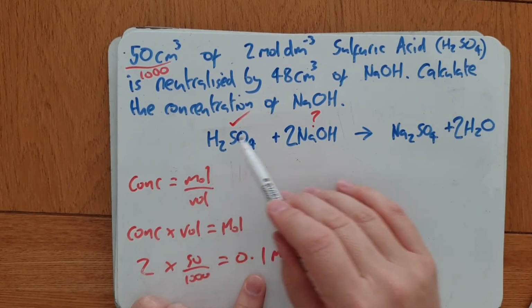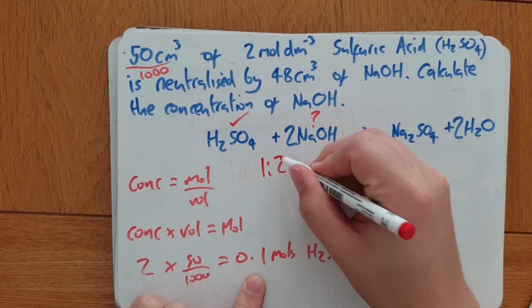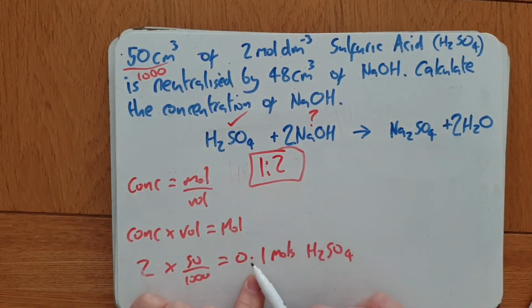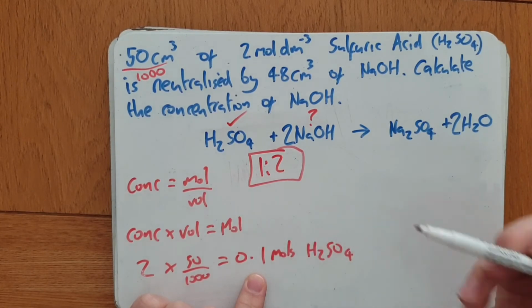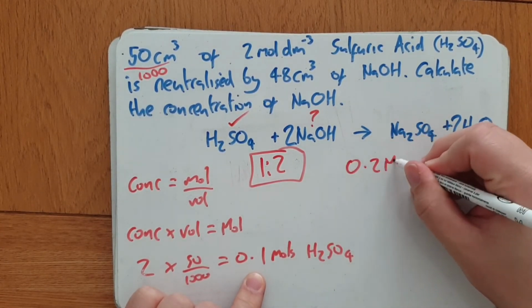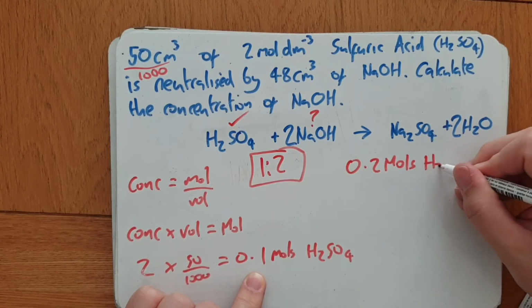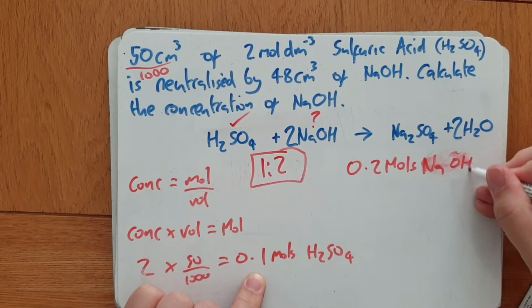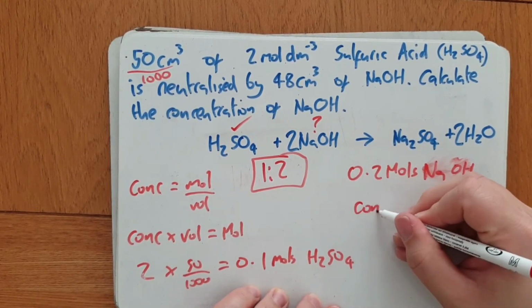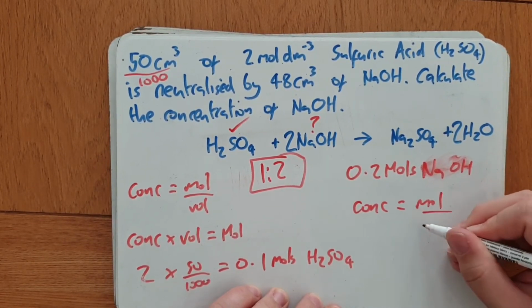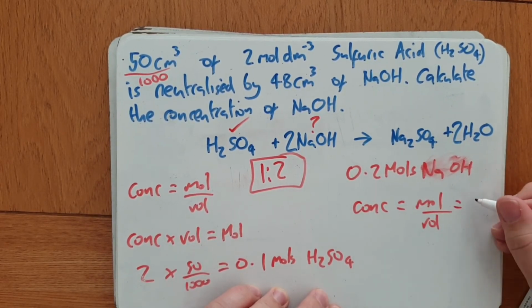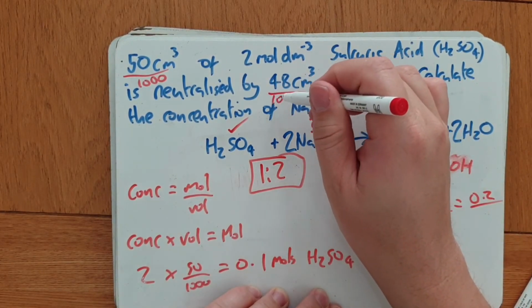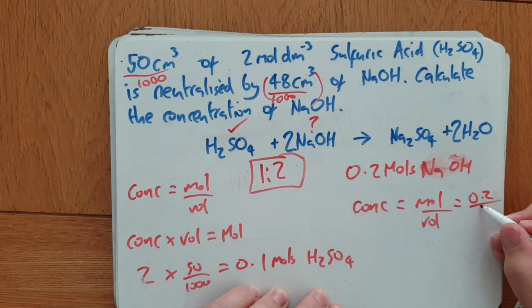Then we go here, it's 1 to 2, so the ratio is 1 to 2. So we need twice as much of this. So if we had 0.1 mole of that, we need to double it. So we will have 0.2 moles of NaOH. How do we work out concentration? Moles divided by volume. Moles was 0.2 and the volume 48, but we need to do 48 divided by 1,000 because we need it to be in decimeters.